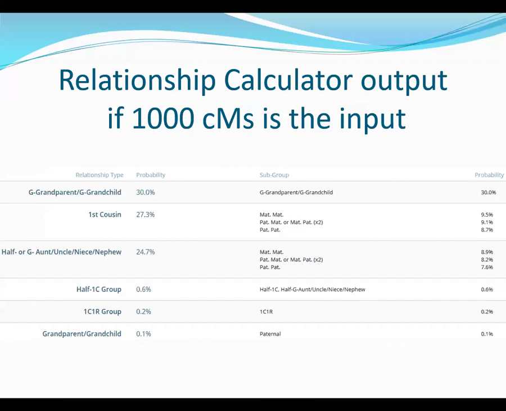As we can see on the next slide here, I input 1,000 centimorgans, and basically what you can see is that the prediction that this calculator makes is that there's a 30% probability of a great-grandchild, great-grandparent relationship, or 27% probability of a first cousin relationship, 24% probability of a niece, nephew, etc. So these are just predictions. If you know the birth dates of the people involved, that can help you sort this out. But it's a very nice relationship predictor tool that you should use if you have unknown ancestry, such as an adoptee.